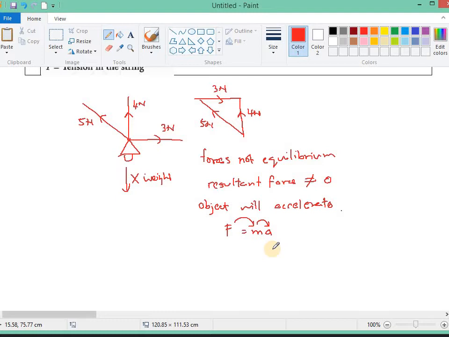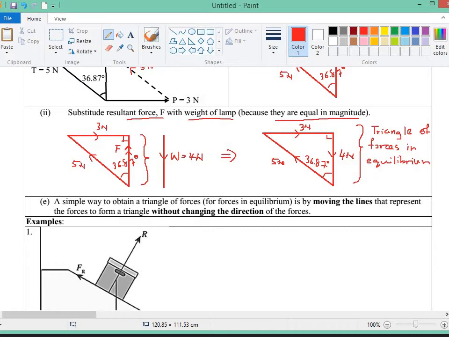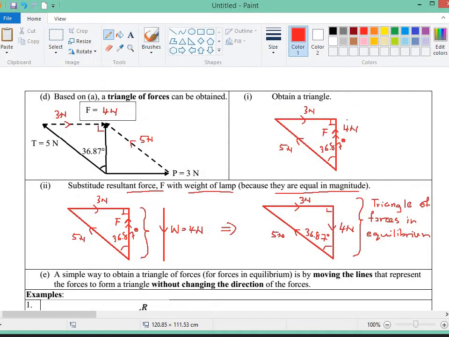Okay, so I hope you can differentiate a triangle of forces that shows forces in equilibrium and a triangle of forces that shows forces that are not in equilibrium. Now, this is the basic concept of obtaining a triangle of forces in equilibrium. That means we follow the concept: get a parallelogram first, from the parallelogram get a triangle, from the triangle we get the triangle of forces. Step by step, follow the concept.